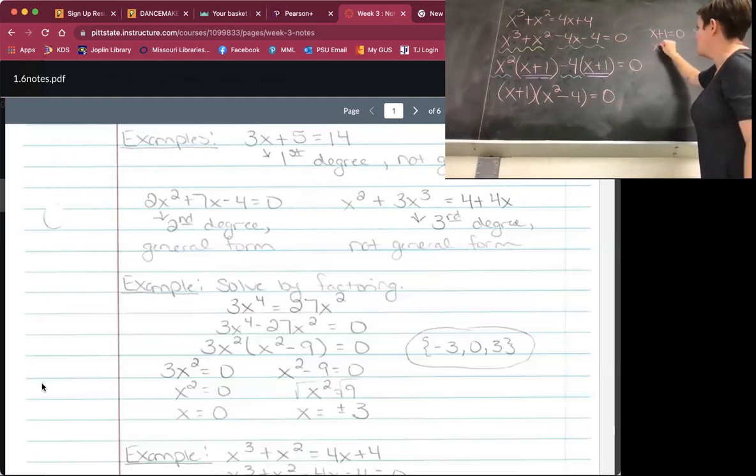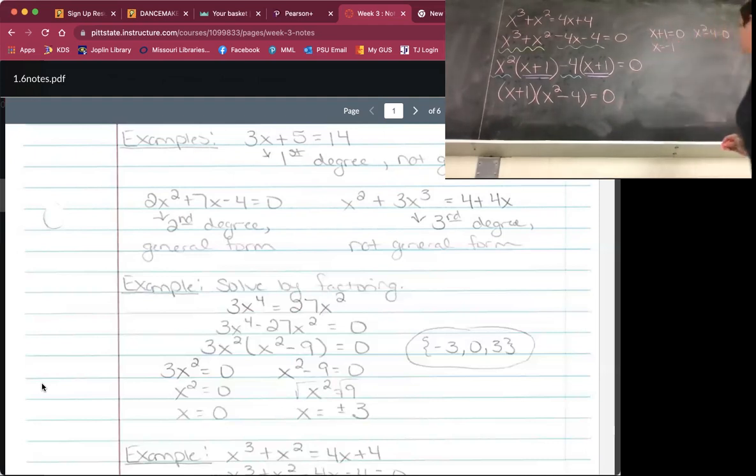Subtract 1 from both sides, and I get x equals negative 1. Add 4 to both sides, and I get x squared equals 4. Take the square root to get rid of my square, and I get x equals plus or minus 2. So then my solution set is negative 2, negative 1, and 2.